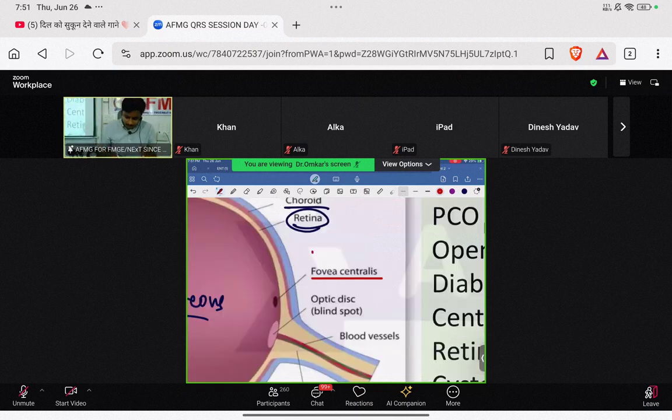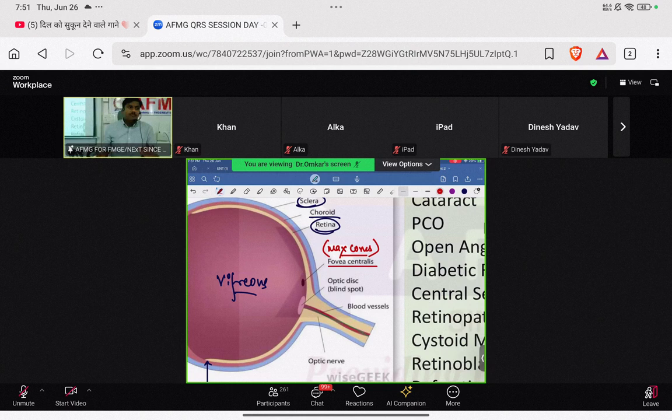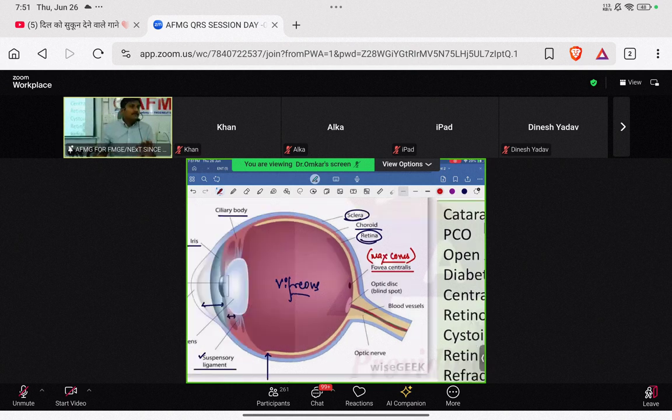Reason? Cones or rods? तो याद रखना बेटा, fovea centralis contains maximum number of cones, and that's the reason this is the point for sharpest image formation. That was a PYQ. The sharpest image formation occurs on which point of the retina? Answer is fovea centralis, because it contains maximum number of cones. कोई दिक्कत?